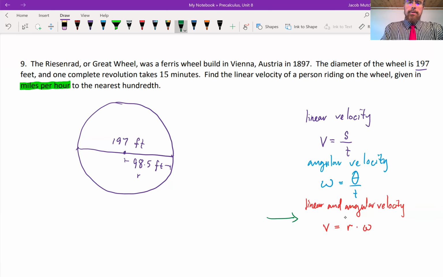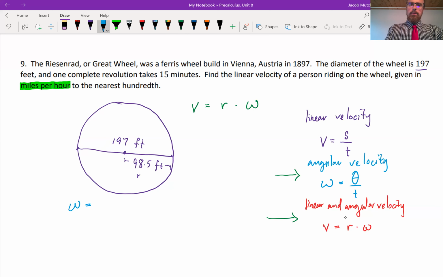So I'm going to set it up. The linear velocity, which we're looking for, is equal to the radius, which we've got, times the angular velocity. So I see that I need angular velocity to make this formula work. So like our previous question, I need to go back and find angular velocity before I can find linear velocity.